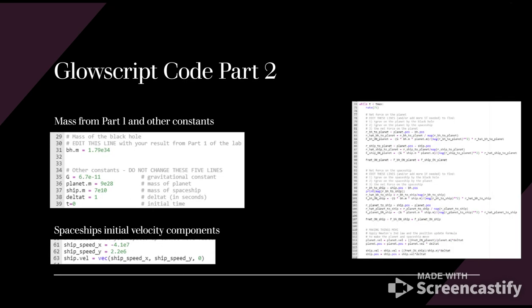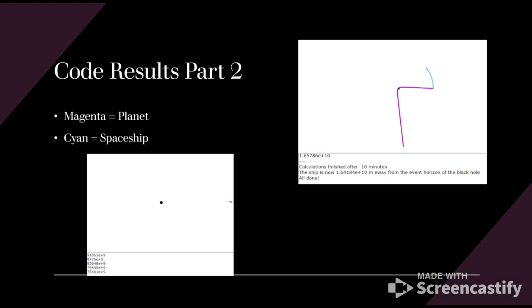This is my code for part 2, and these are the constants from part 1 and the spaceship's initial velocity components. The results of the code are right here, and the magenta is the planet and the cyan is the spaceship.